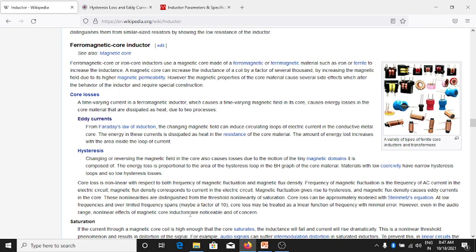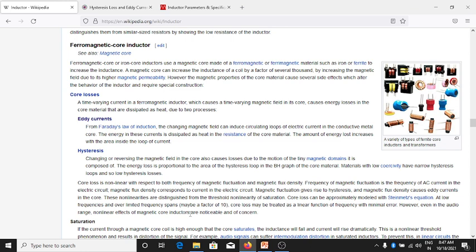Eddy current. From Faraday's law of induction, the changing magnetic field can induce circulating loops of electric current in a conductive metal core. The energy in this current is dissipated as heat in the resistance of the core material. The amount of energy loss increases with the area inside the loop of current.